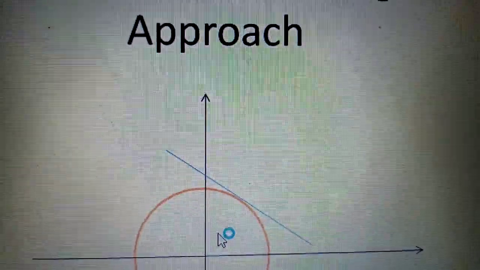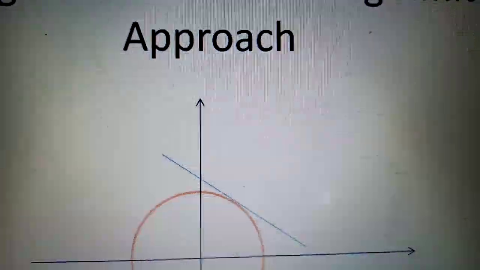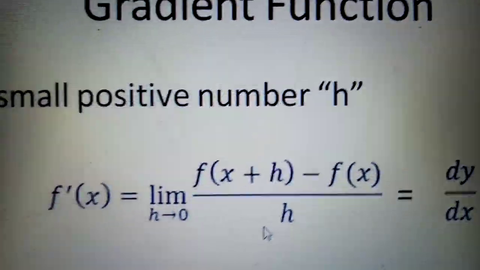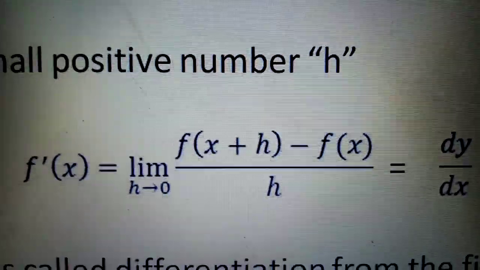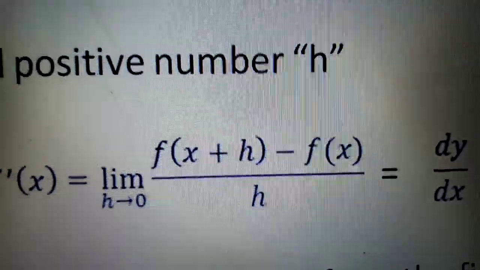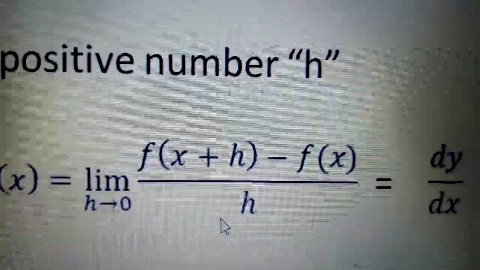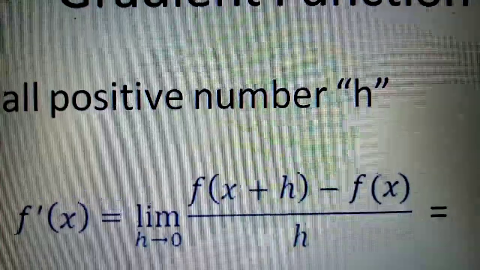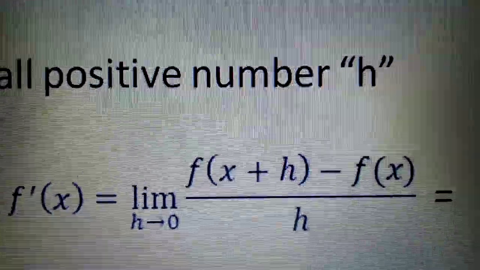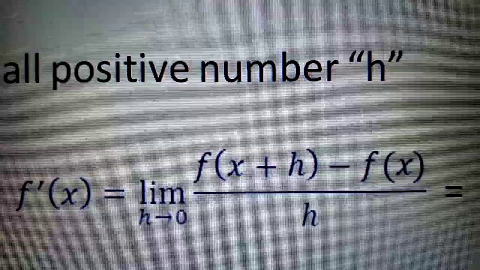So we now pick a distance h from the points where the line touches the curve. In finding the limit now, the difference with the tangent, the point at which we take on the curve is f of x. So we now find f of x plus h. That means a little positive number h away from the point of contact. The reason for this is that there are infinitely many points between as x is moving towards h.